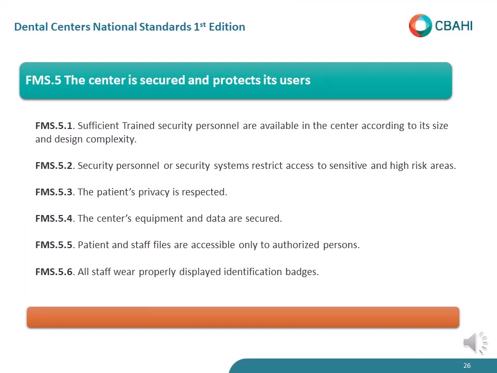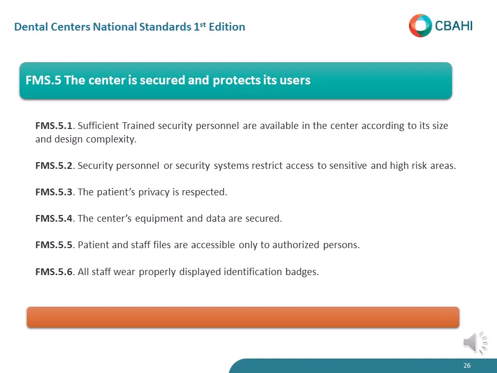FMS 5: the center is secured and protects its users. So FMS 5 is about security in the center, and it consists of 6 substandards. 5.1 reads, sufficient trained security personnel are available in the center according to its size and design complexity. So here is a new requirement that all dental centers have to have security personnel, starting from 1 up, depending on the size of the center.